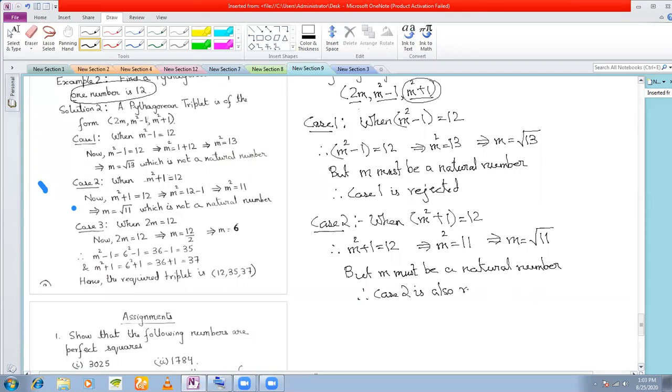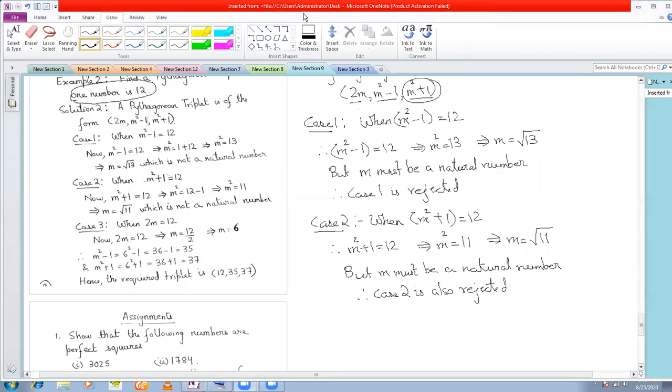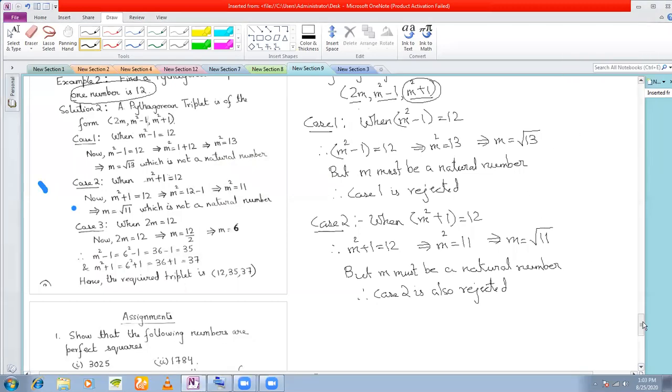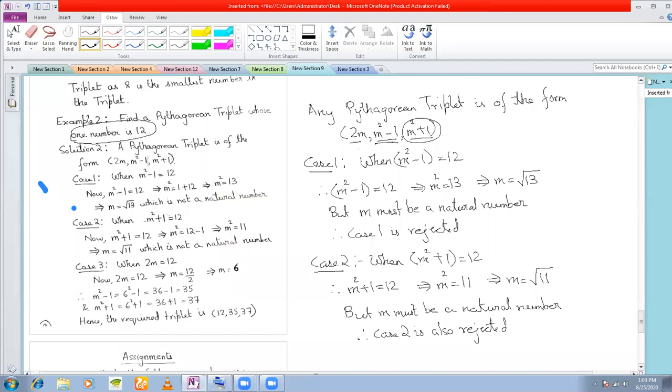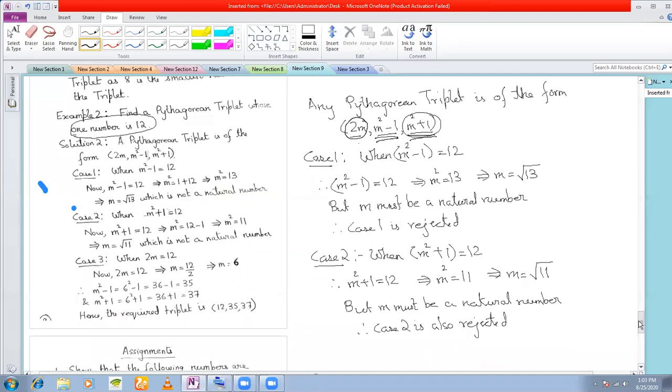The only case that is left here is which number? We have considered m square minus 1 is equal to 12. M square plus 1 is equal to 12 we have considered. The only number that is left is 2m. So we'll consider these 2m, case three.